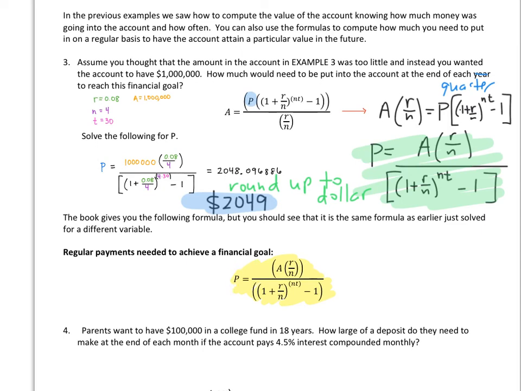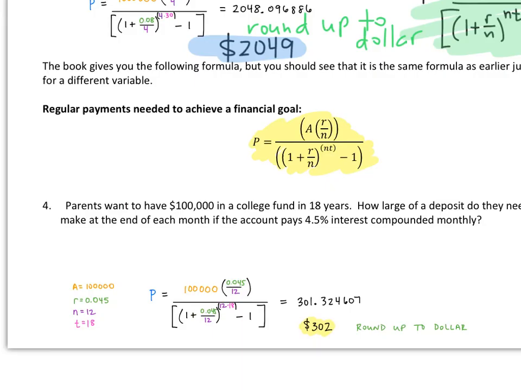I want you to try this next example on your own and then come back and check how you did at the end. Your parents want to have $100,000 in a college fund in 18 years. So they're thinking about you. How large of a deposit do they need to make at the end of each month if the account pays 4.5% interest compounded monthly? Go ahead, give it a shot and see how you do.